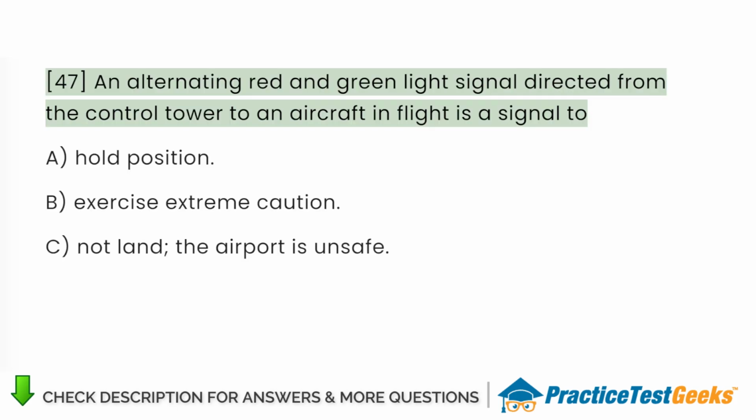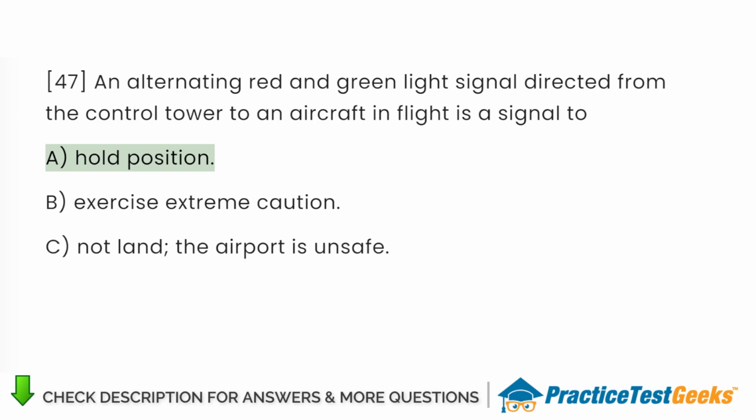An alternating red and green light signal directed from the control tower to an aircraft in flight is a signal to A. Hold position. B. Exercise extreme caution. C. Not land, the airport is unsafe.